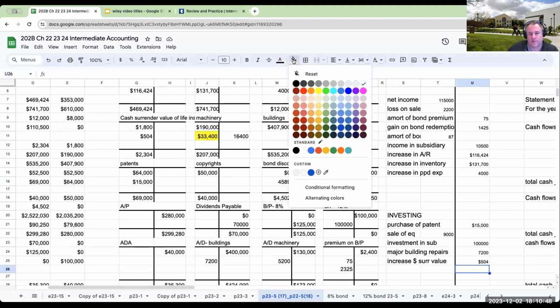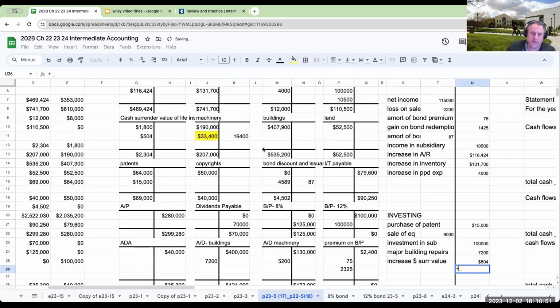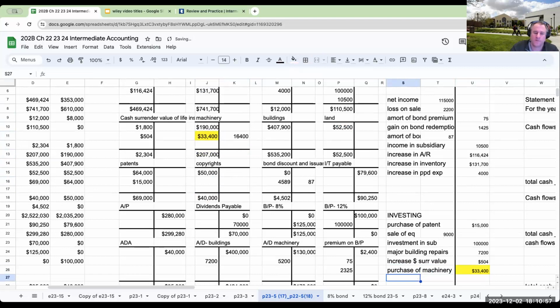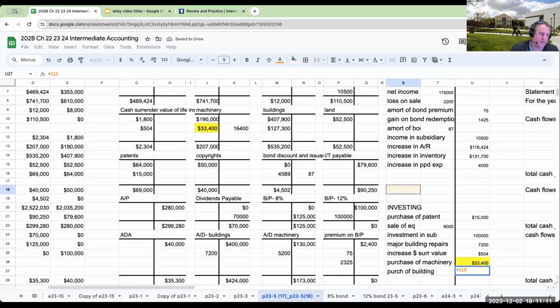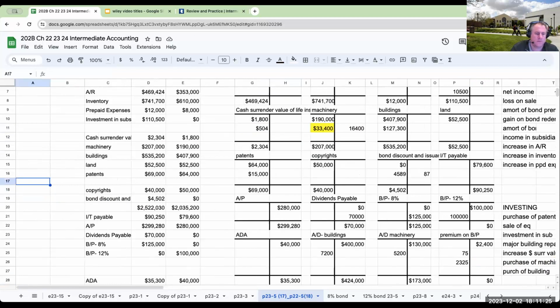So we're going to show this here as a credit, and we're going to call this a purchase of machinery for 33,400. Buildings basically went from 535 to 407. This is going to be a purchase of buildings, or they call it in the solution addition to buildings. It's fine. Patents, right? In addition to this one over here, let's take a look to make sure I have this right.